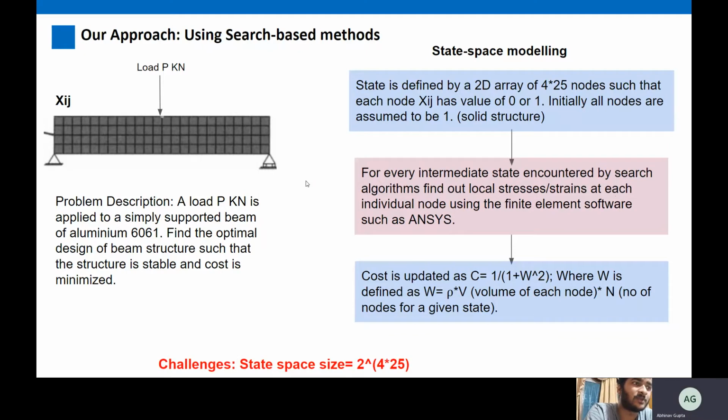The main problem here, as you probably guessed, is that the state space size is 2^(4×25), which is 2^100. It is very huge. Now let's see how we can restrict the state space to make this problem more practical.